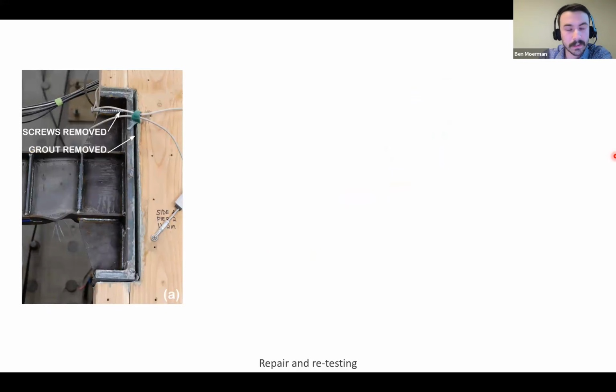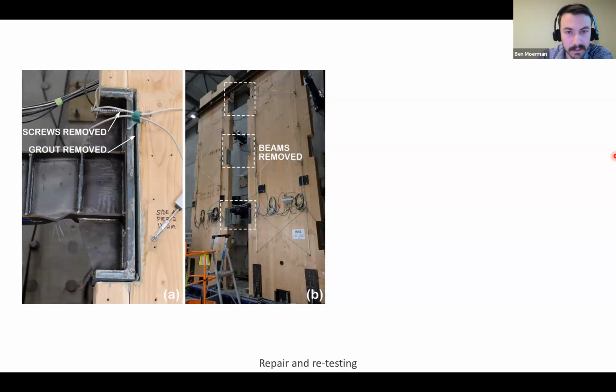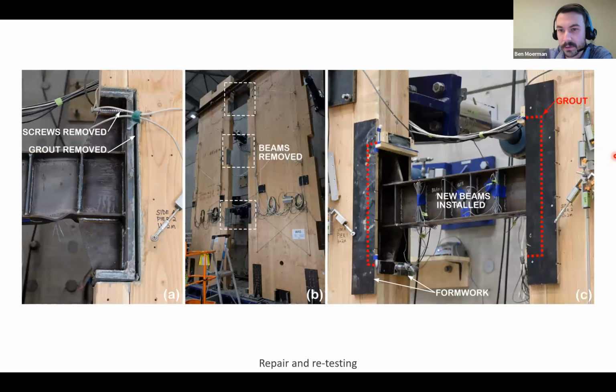Following the test, we wanted to repair it, not only to get another test out of this whole setup, but also to see that in the real world, if we had a damaged building with this system, does it have a hope of being repaired? So we pulled out the screws and took out the grout between the steel beam and the wall, pulled all the beams out of there, and then we installed new link beams. So those black pieces of plywood there, we were just forming it up, and then we pumped some grout into that joint and installed new screws.